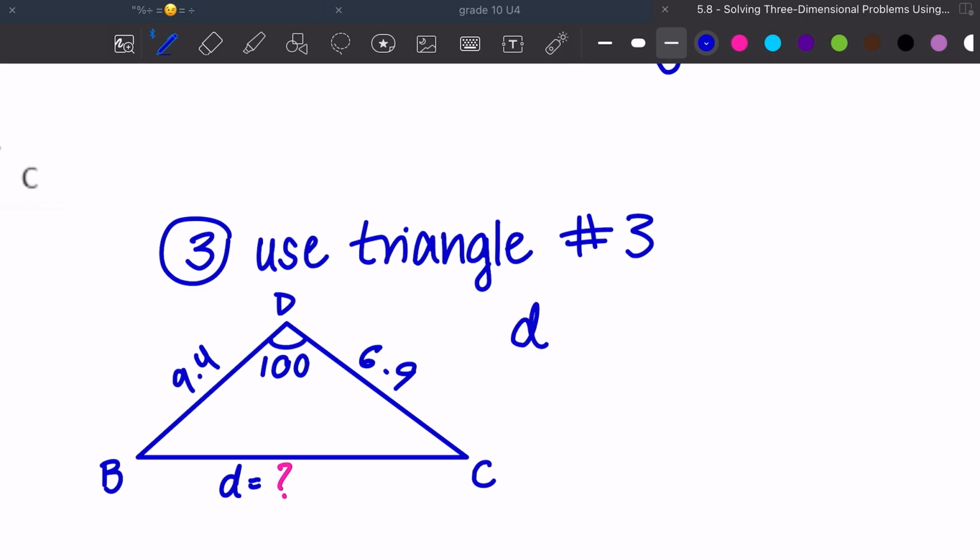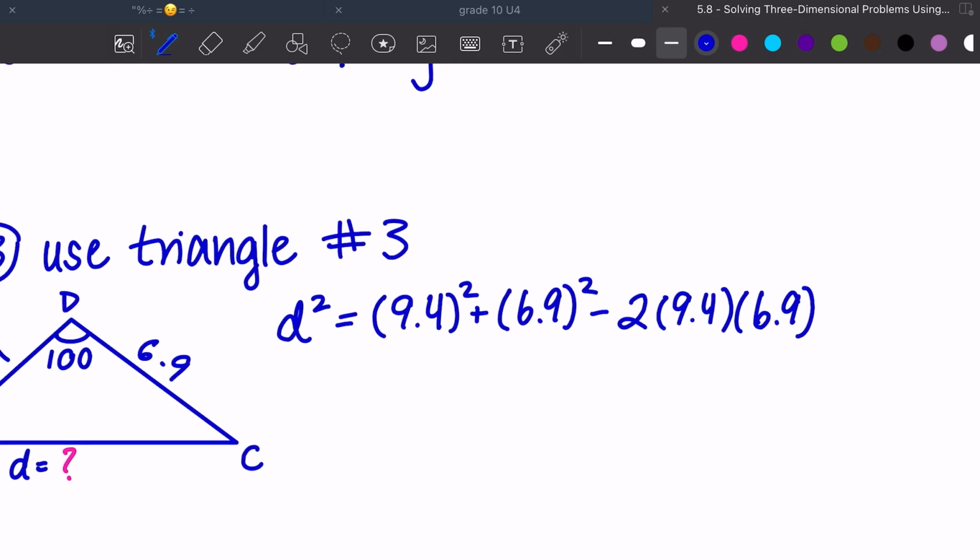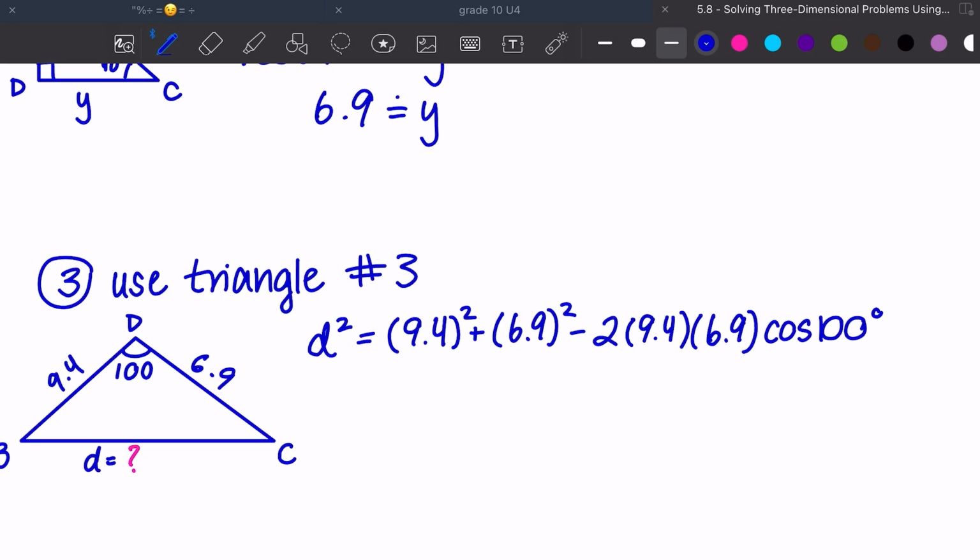So we know that D squared is going to be equal to 9.4 squared plus 6.9 squared, minus 2 times 9.4 times 6.9, and then cos 100. Right? That's your cosine law.